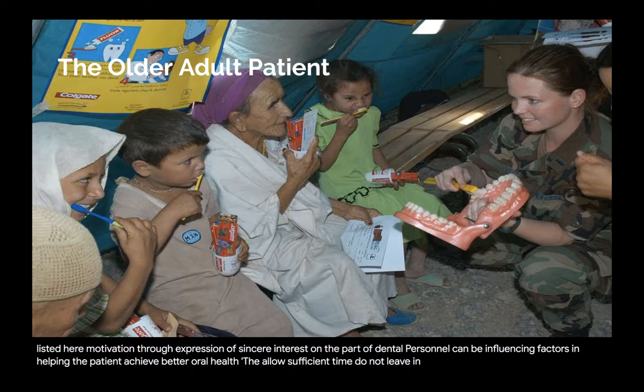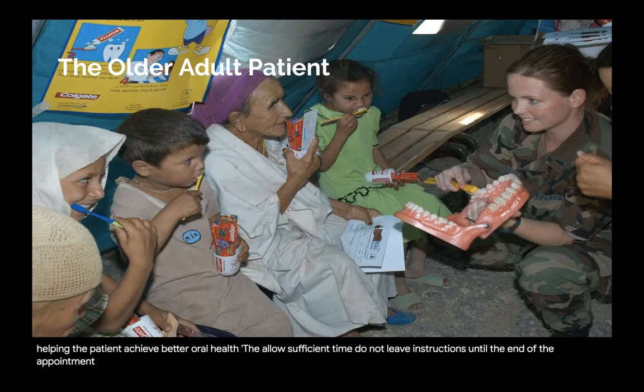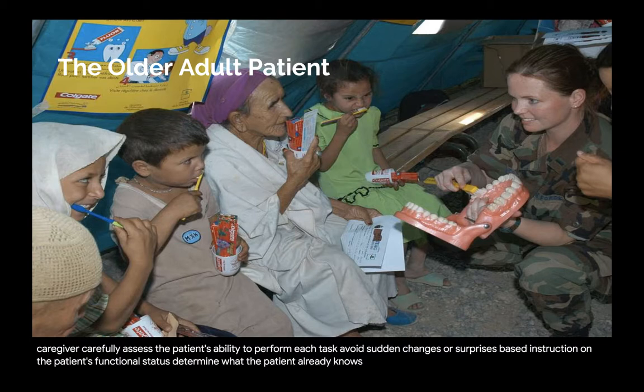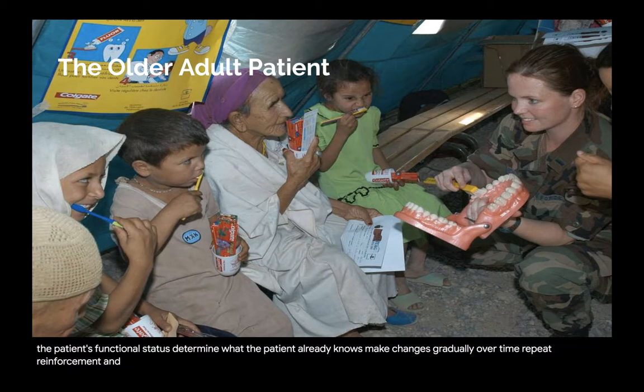Allow sufficient time. Do not leave instructions until the end of the appointment. Keep the session short and present small amounts of information at one time. When appropriate, include the caregiver. Carefully assess the patient's ability to perform each task. Avoid sudden changes or surprises. Base instruction on the patient's functional status. Determine what the patient already knows. Make changes gradually over time. Repeat reinforcement and evaluation are critical.